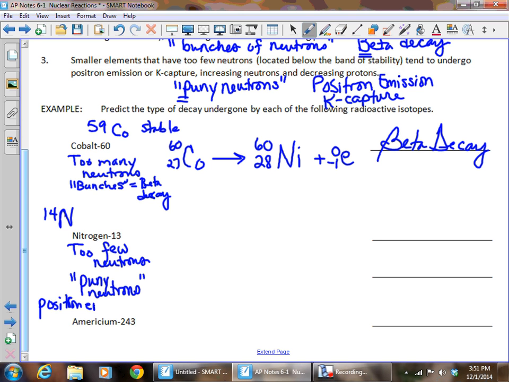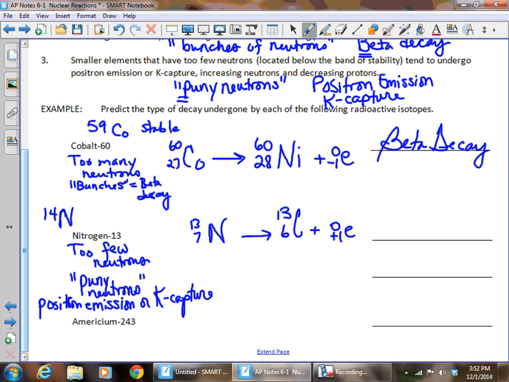Positron emission or K capture. So for positron emission, I'm going to give off that positron on the right-hand side. I'm going to start with my nitrogen 13. I'm going to give off a 0 plus 1 e on the right-hand side. And in order for that to equal out, I'm going to need the 13 on top and a 6 on the bottom. So we're going to end up with a daughter nuclide of carbon-13.